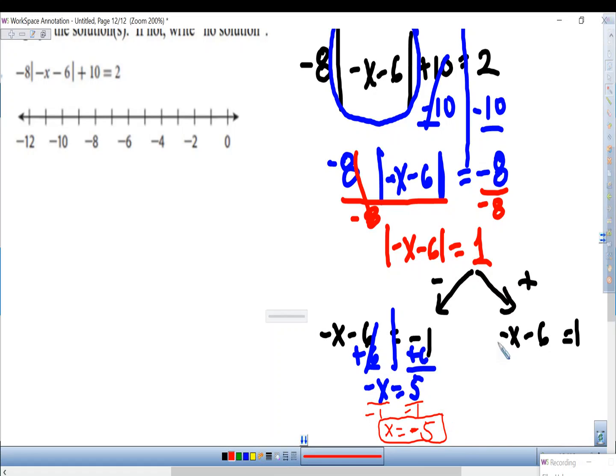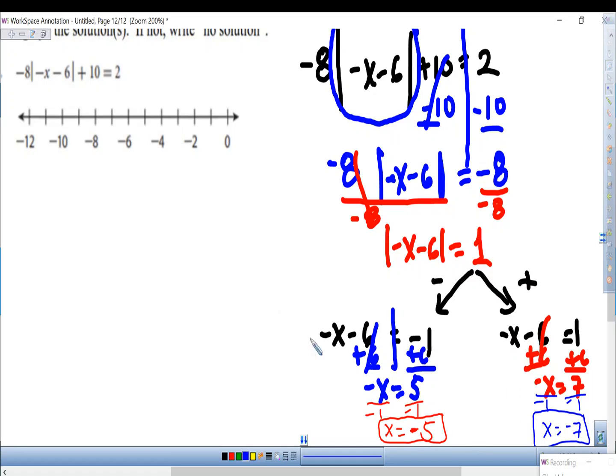Next, solve the other side. Plus 6, plus 6, negative x equals 7. So now we just need to divide by negative 1 to get rid of that negative. So x equals negative 7. So what are my solutions? Negative 5 and what? Negative 7.